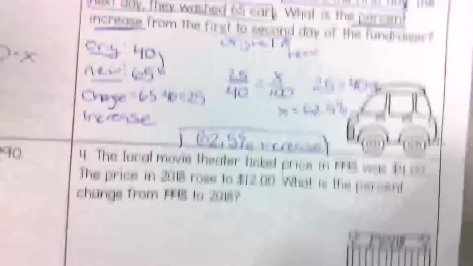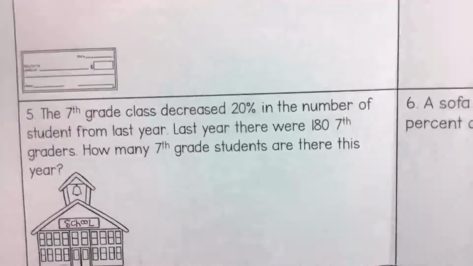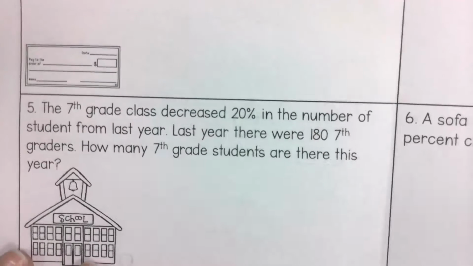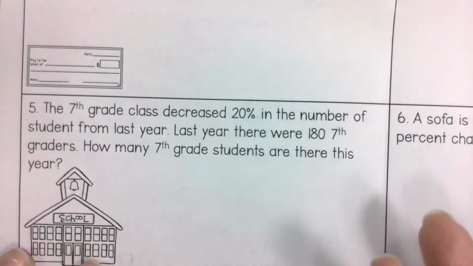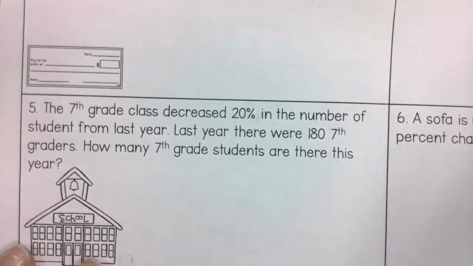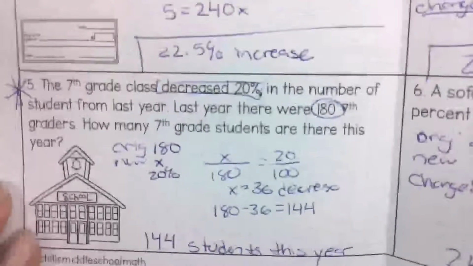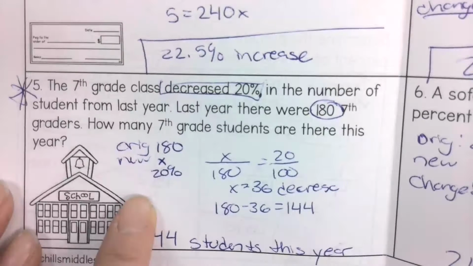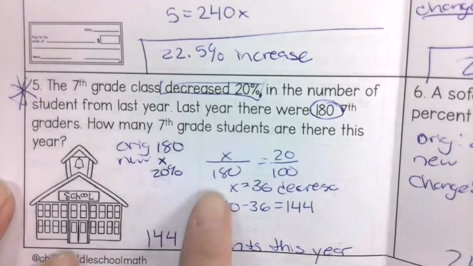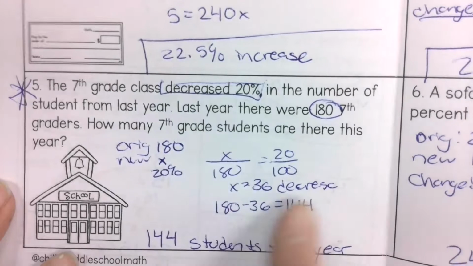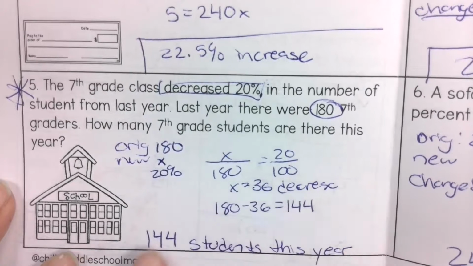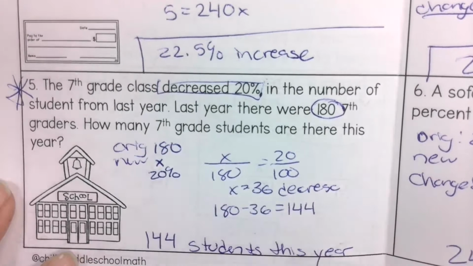Now, you guys pause the video and do number 5, but number 5 is not a percent change. Notice they're giving you the percent and the amount of students, and they want to know how many are there now. See if you can solve this out. It's like an old skill. Alright, here's the answer. The original is 180, the new is the x, and the percent is 20. You end up getting a 36% decrease. A 36% decrease. Therefore, you have to subtract it from 180, giving you 144 students this year.